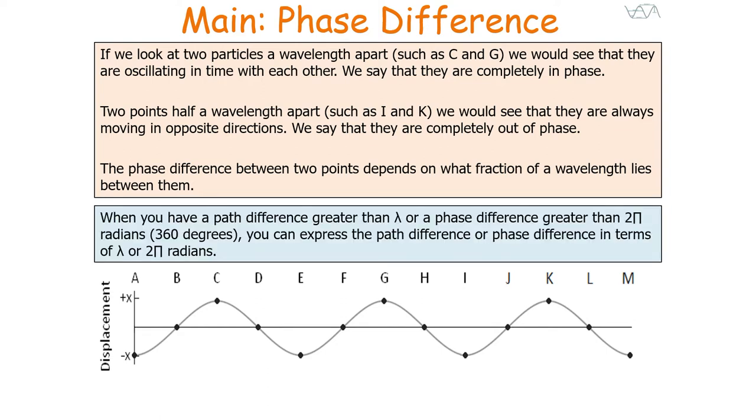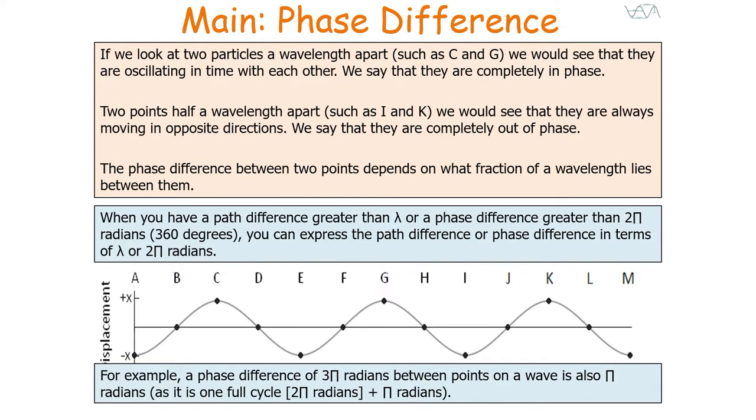So like we said, when you have a path difference of greater than lambda, or a phase difference greater than 2 pi radians, which is 360 degrees, you can express your path difference or phase difference in terms of just lambda or 2 pi radians. So for example, a phase difference of 3 pi radians between two points on a wave is also pi radians, because it's one full cycle, 2 pi radians, plus an additional pi radians. A phase difference of 5 pi radians is also pi radians, because you've had two full cycles of the wave, which is 4 pi radians, plus that pi radians. Whilst a phase difference of 6 pi radians is also 0, because there have been three whole cycles of the wave, 6 pi radians.